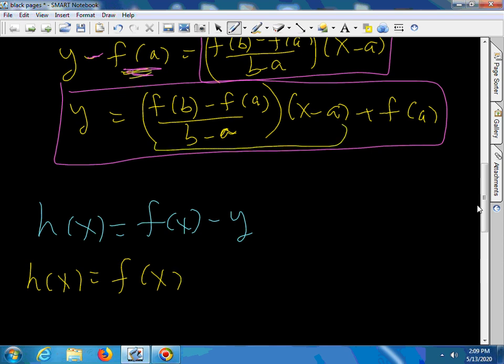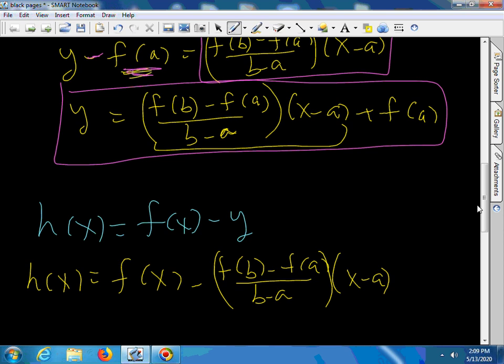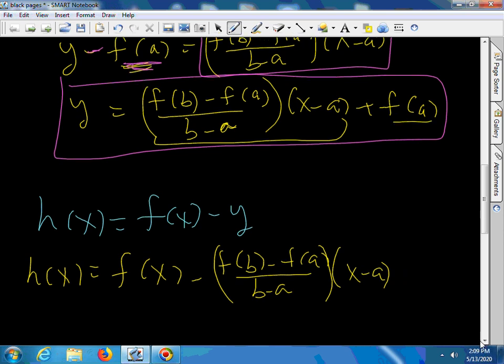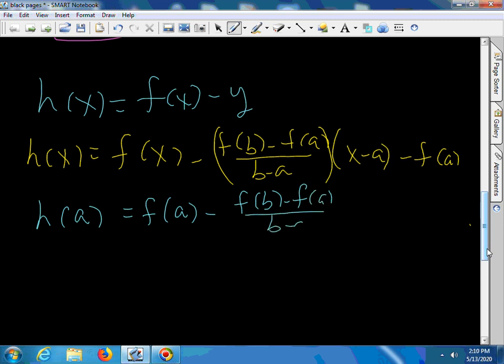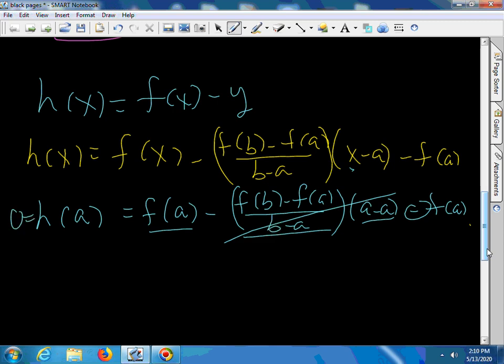So I need to take away this piece, f of b minus f of a over b minus a, all of this times x minus a, and I have to take away that part of y, minus f of a. Now, let's make sure that what I'm claiming is true. I claim that h of a is going to be 0. Well, it's f of a minus f of b minus f of a over b minus a times x is a, so a minus a, which is 0, minus f of a. Since this is 0, when you multiply it by that, that's 0. And look at this. f of a minus f of a really is 0.